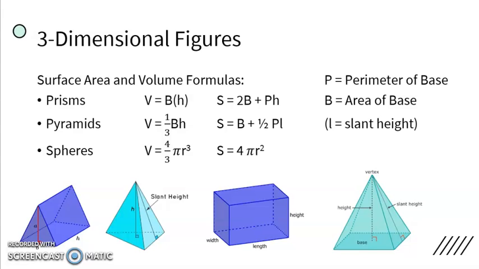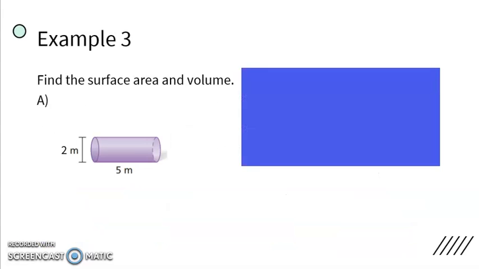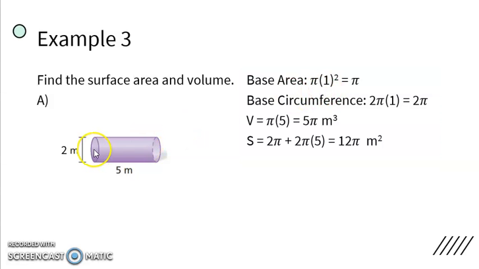So let's take a look at some example questions. In example 3, we're asked to find the surface area and volume of this cylinder. Now, in my opinion, this falls in the shape category of prisms, because notice we have a circle on this end and a circle on that end. So we're going to start off by finding the area and circumference of those circles, because those are our bases. The height is always the distance between the two bases. So we're going to find those and then put the numbers into the formulas to find the surface area and volume. The radius of the base is 1 because it's half the diameter.